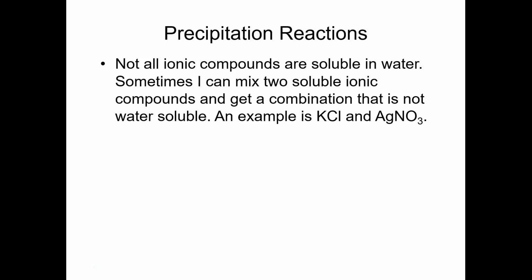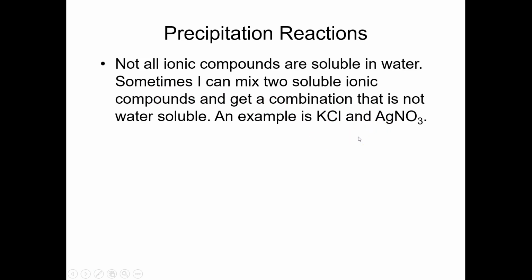And so it is possible to mix a compound that is water soluble with another compound that is water soluble, and then get a combination that is not water soluble. And when those ions see each other, they're going to form a solid and separate from solution. So one example of this would be to mix potassium chloride with silver nitrate.